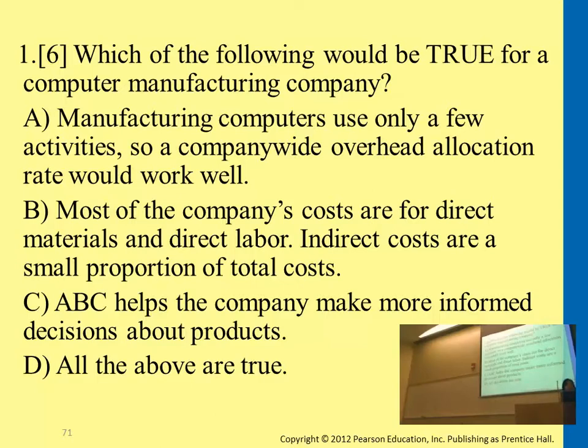Which of the following would be true for a computer manufacturing company? AC will be number 1, BD will be number 6. The ones in the brackets represent the BD version question numbers. Which one is true for a manufacturing company? ABC Systems helps the company to make more informed decisions about products. So what's wrong with the rest of it? A and B.